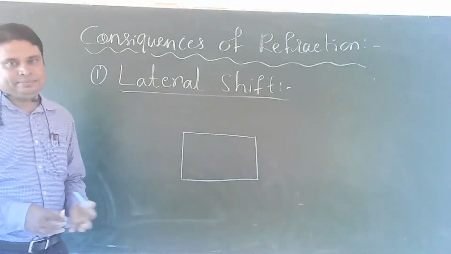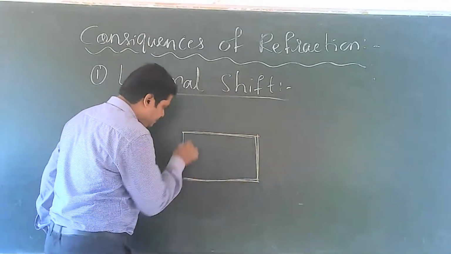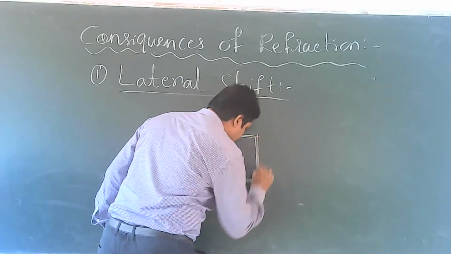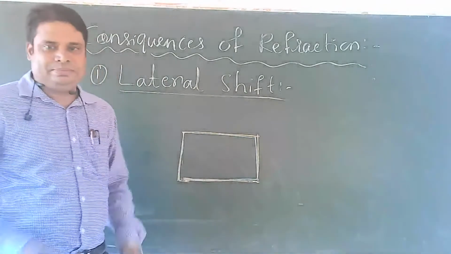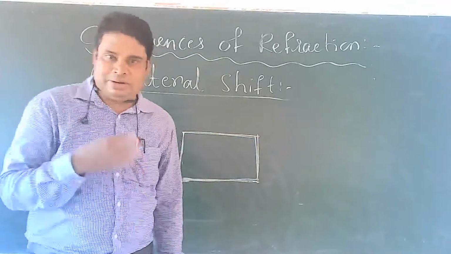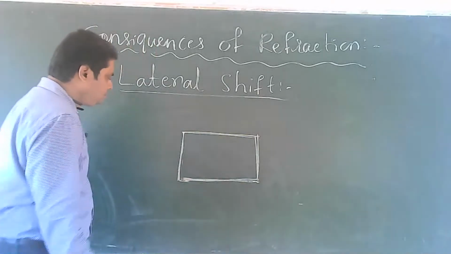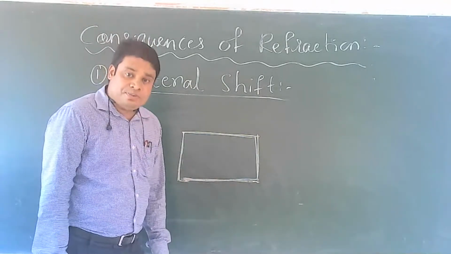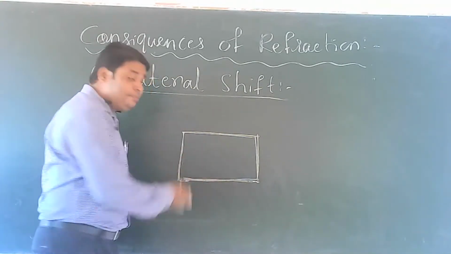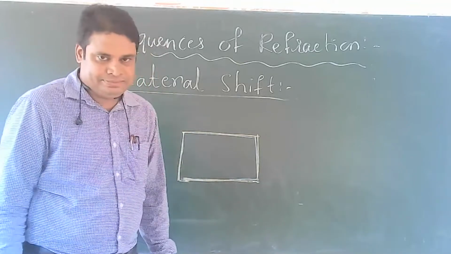Let us consider a glass slab. We have a glass slab in the laboratory, definitely a number of glass slabs, and one experiment related to the glass slab. We observe a phenomenon called lateral shift when a ray of light is allowed to pass through a glass slab.